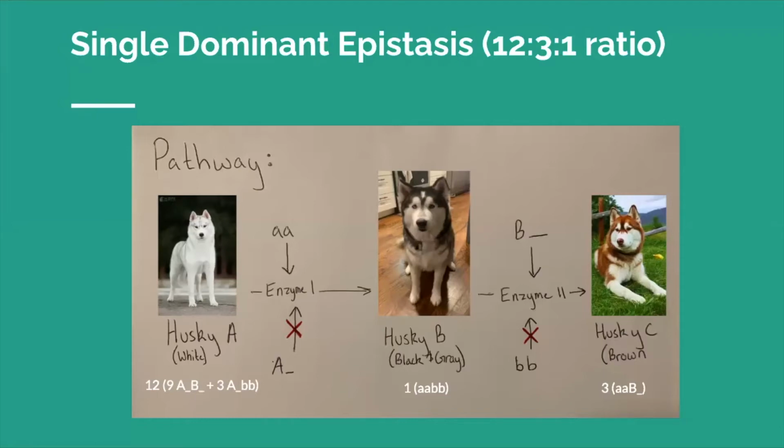So this is a very rough idea of what that pathway might look like in Huskies with fur coat colors. Different kinds of genes can inhibit or stop enzymes. So for instance, in our pathway, a big A inhibits enzyme 1, which would make a husky white. If it had little a, then our husky would be black and gray like Koko. This is just a quick example of what it could look like.